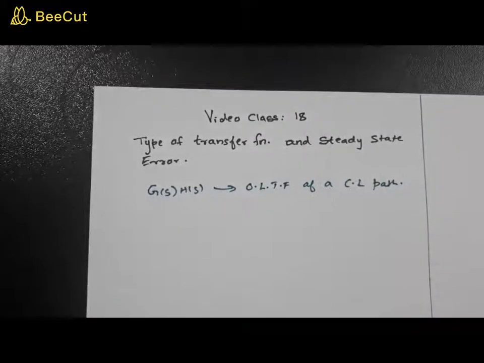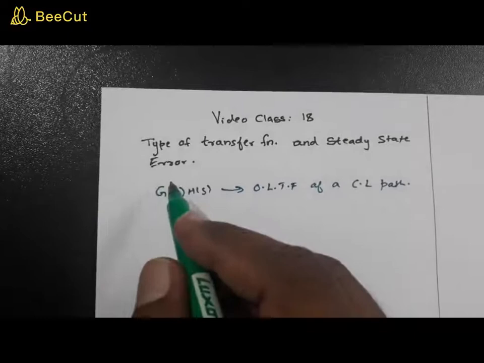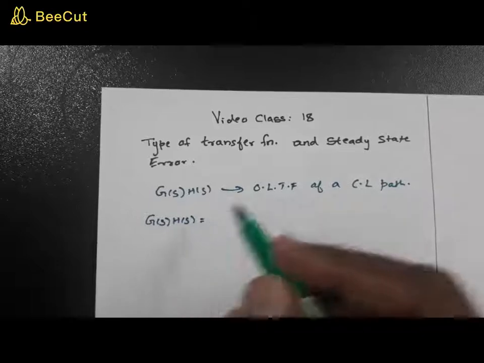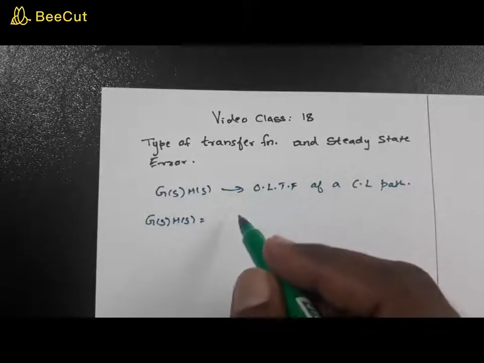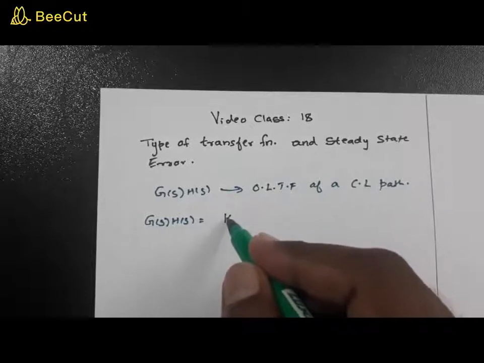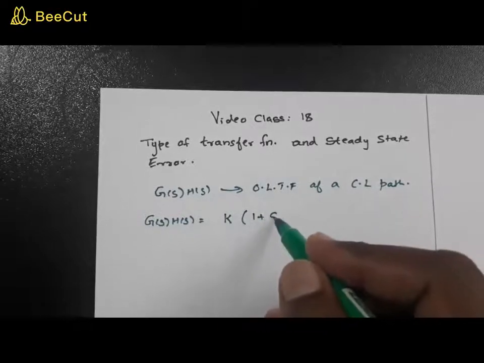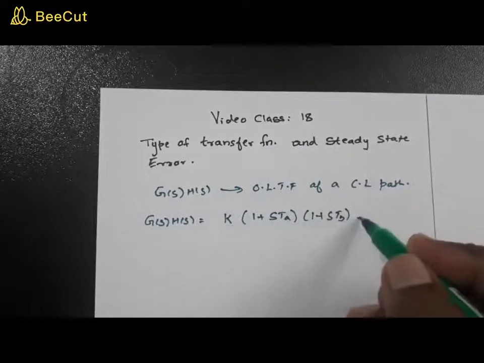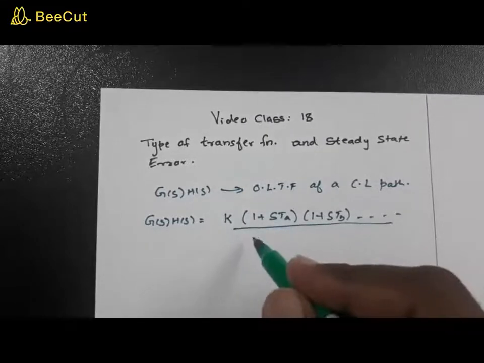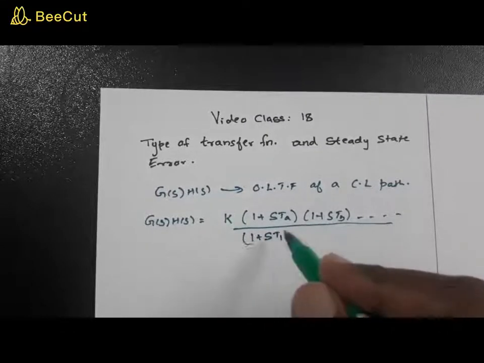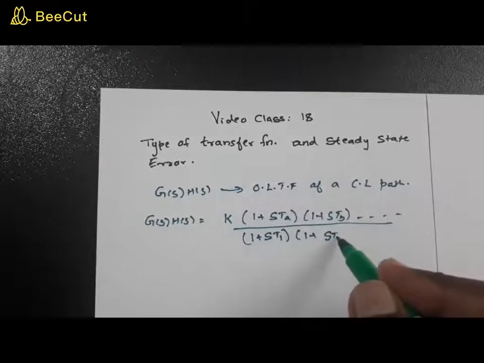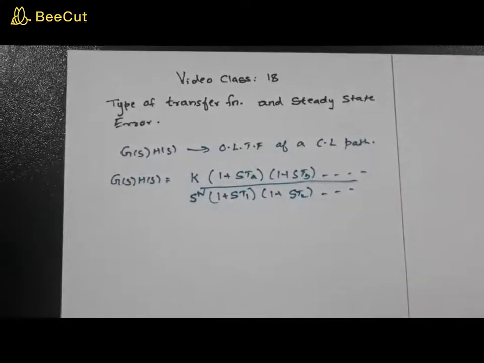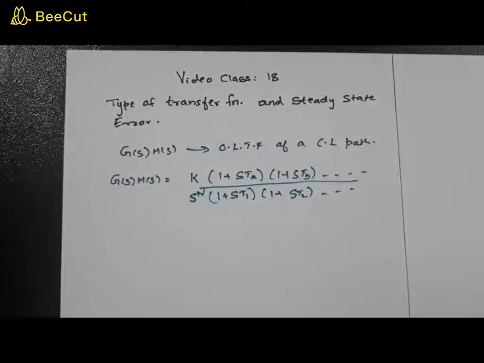Right now, I will explain this. So this G(s)H(s) can be generally represented as K into (1 plus sTa) into (1 plus sTb), etc., divided by (1 plus sT1) into (1 plus sT2), etc., into s raised to n. Okay, so this is how a general open loop transfer function is defined.